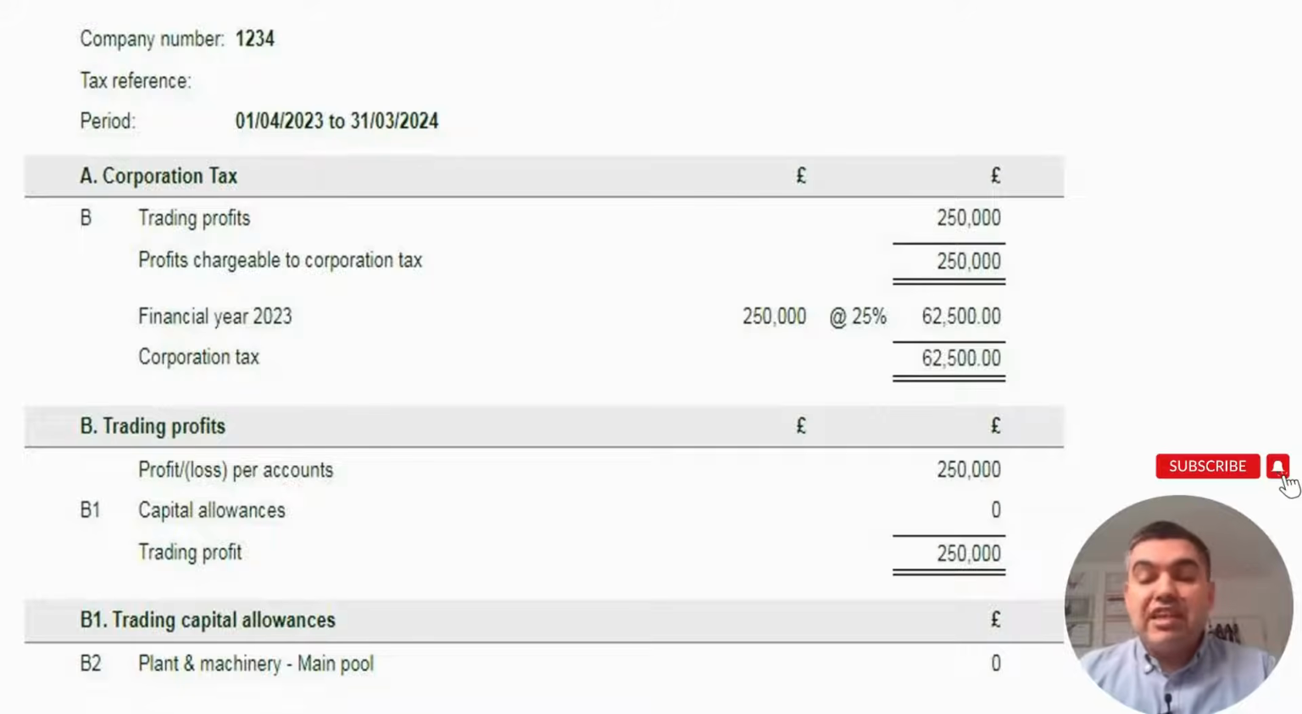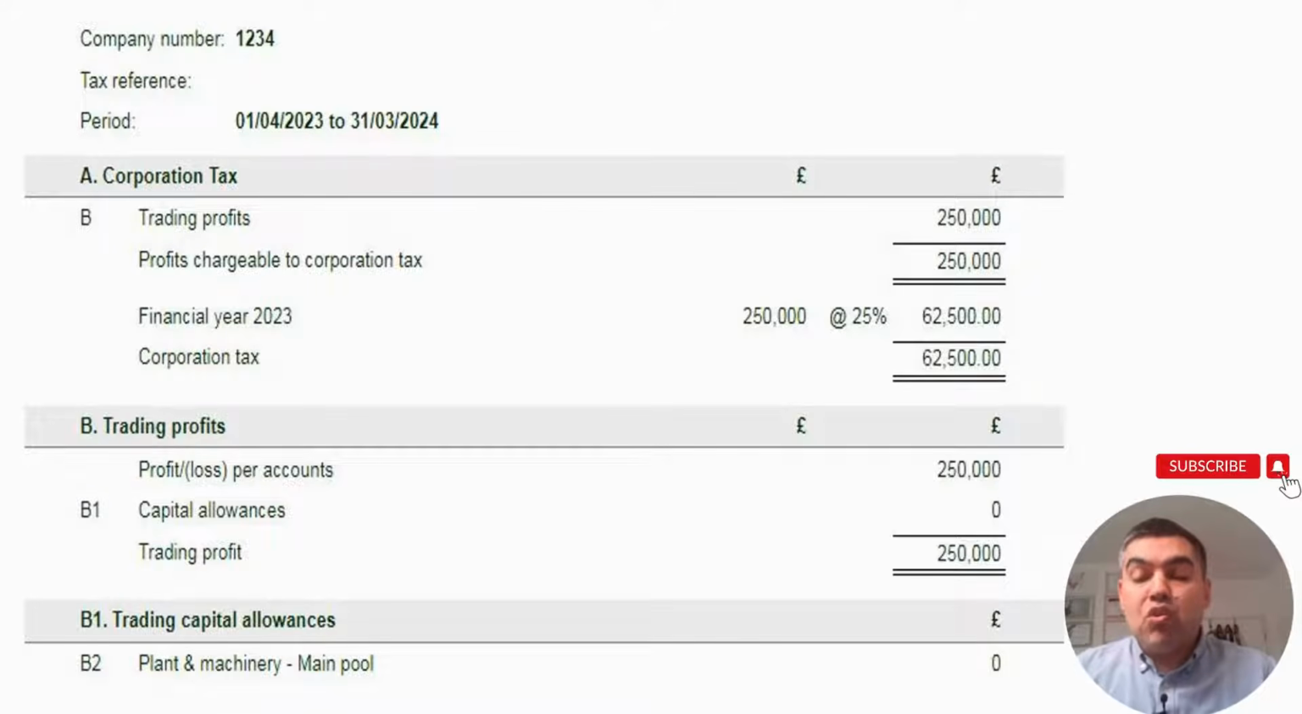Now, here the trading profit, which is also the taxable profit, is 250,000. The company has no dividend, so the taxable profit and the augmented profit is 250,000. In this case, you need to apply the 25% rate, as it will be subject to corporation tax rate of 25%. Here, no marginal relief will be available.